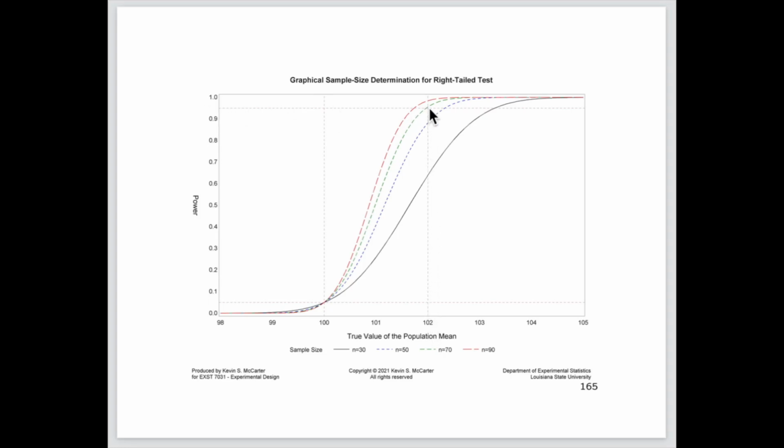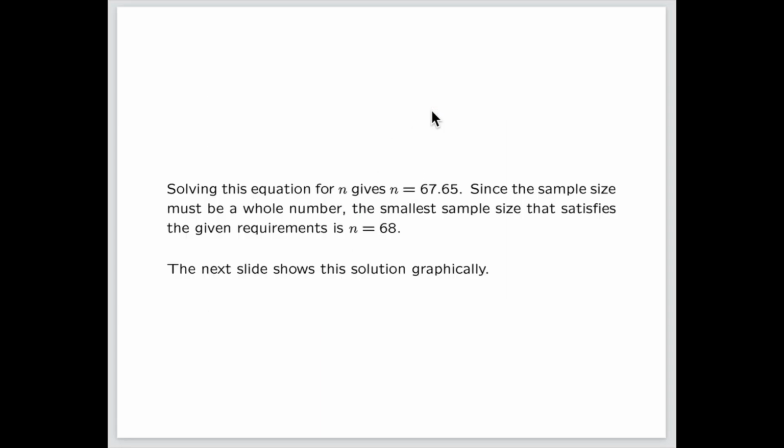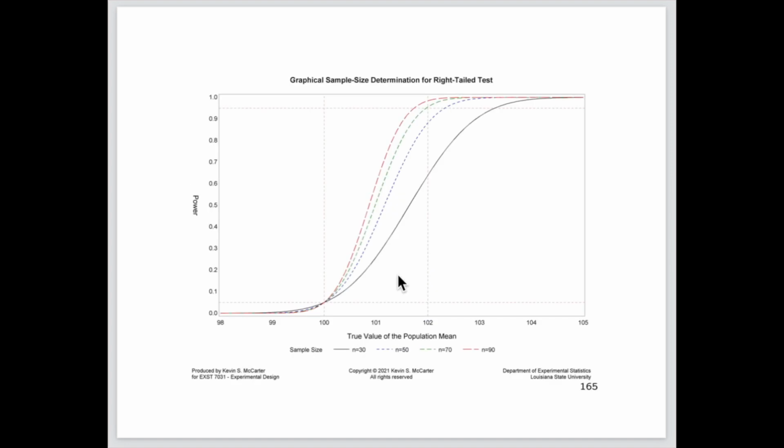And we can see here that the curve that comes closest to that and is at or above that point of intersection is the curve corresponding to a sample size of 70. And so graphically, we can tell that the required sample size is about 70. Now, we know that it's actually a little bit smaller than that, but I just wanted to demonstrate how we can actually solve this graphically as well.